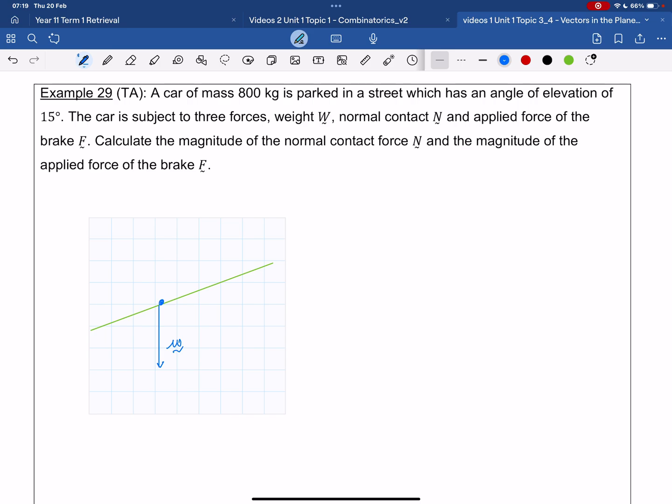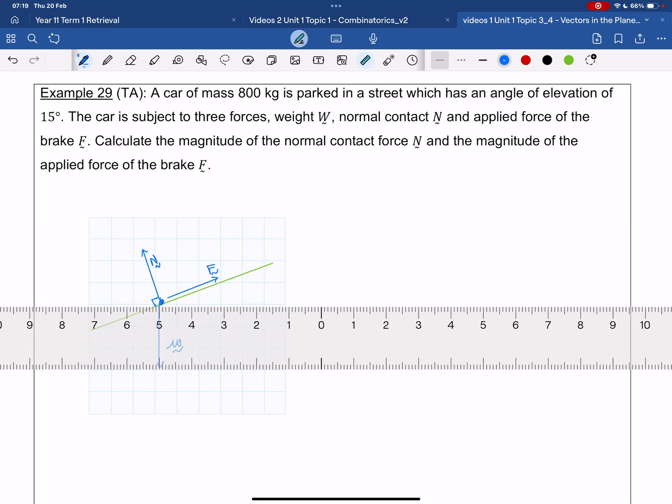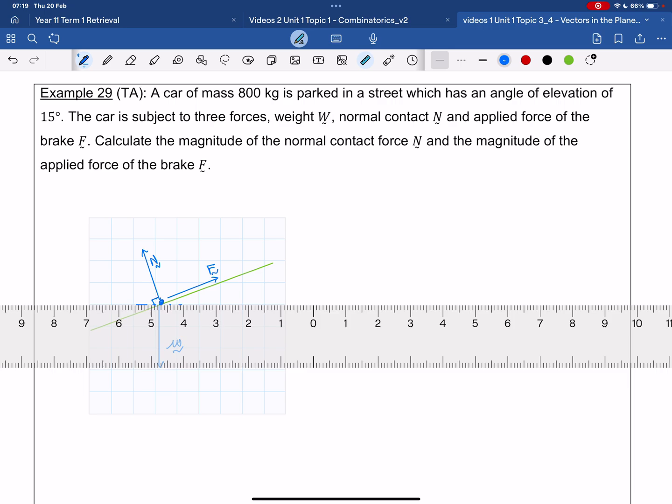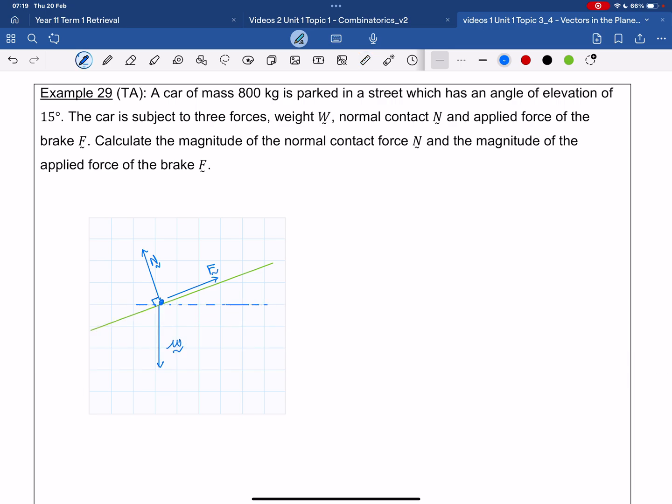However, my normal contact force always acts at 90 degrees to the surface that is being contacted or rested upon. Okay, and my brake force has to be happening parallel to my street, because that's holding the car up and stopping it from slipping back down. So this is my brake force here, parallel to my street. Now we've said that our street has an angle of elevation of 15 degrees. So let's put that in there. So it means that this angle here is 15 degrees.